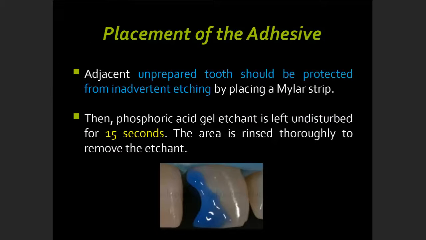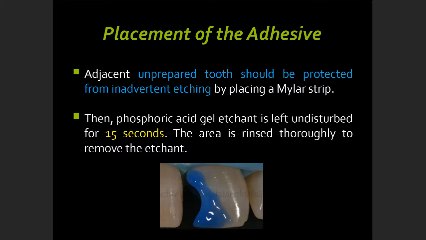So after you have applied and stabilized the matrix, we start with the next step, that is applying the etchant. The adjacent unprepared tooth should be protected from inadvertent etching by placing the mylar strip. Then phosphoric acid gel etchant is left undisturbed for 15 seconds. The area is rinsed thoroughly to remove the etchant.